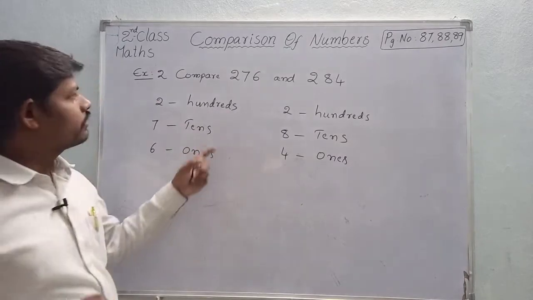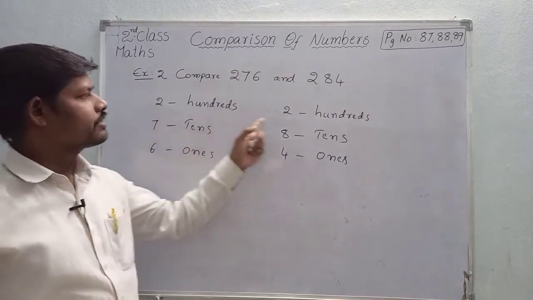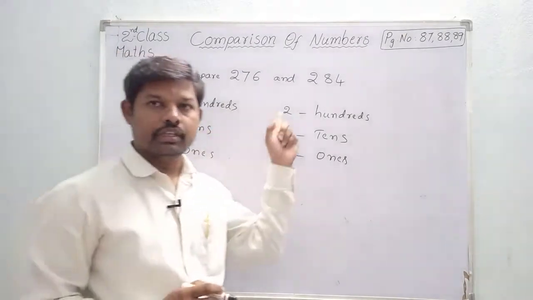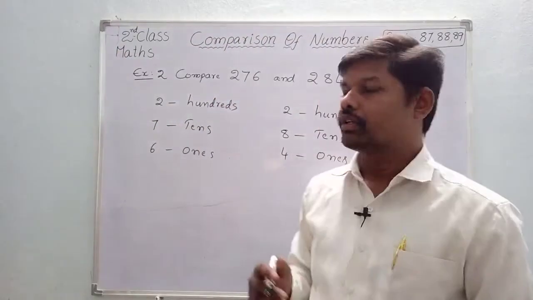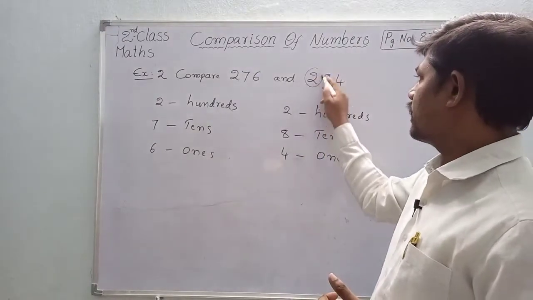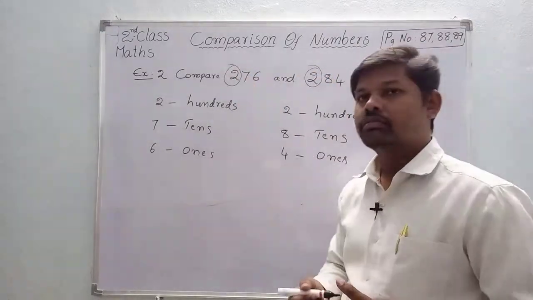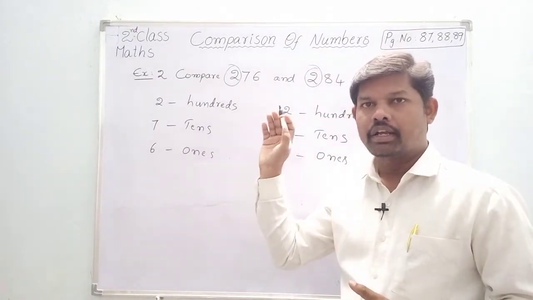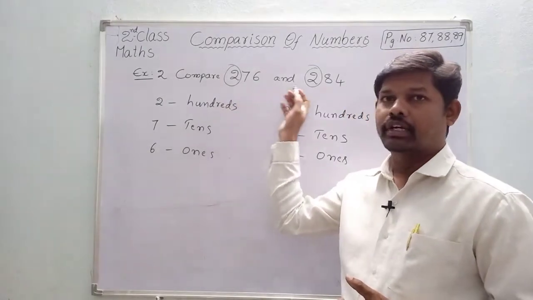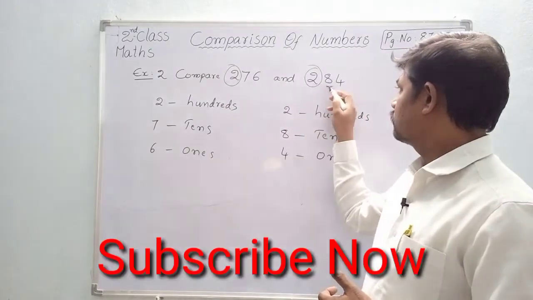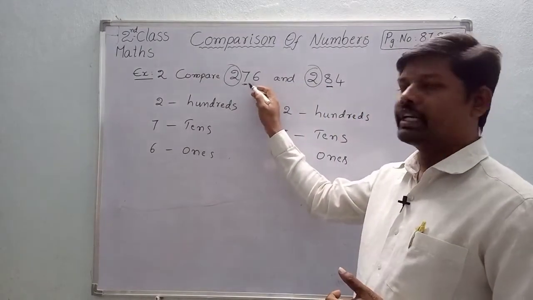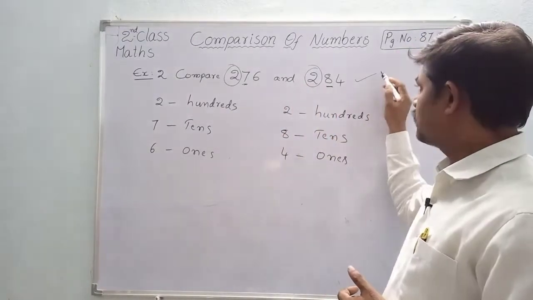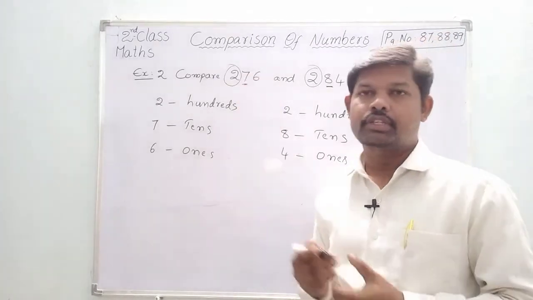So when you observe the hundreds place, in both the numbers it is the same. Here 200s, in this number also 200s. So hundreds place is same. Then the next place, tens place, you have to compare. Here 7 and here 8. So 7 is smaller than 8. So this is a big number and this is a small number.